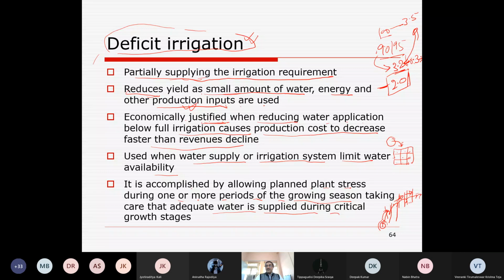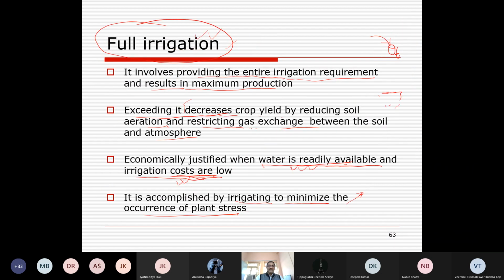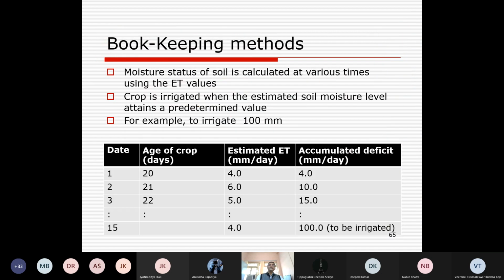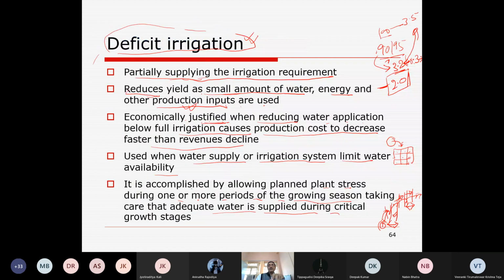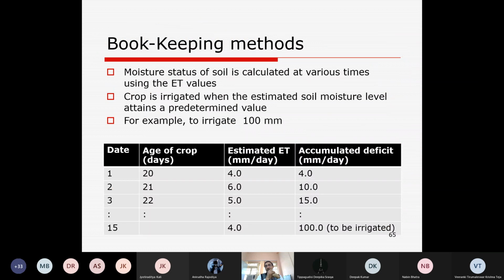So deficit irrigation is certainly planned in such a way that these critical growth periods are avoided, or they do not encounter this reduced availability of water. Otherwise, there will be more loss of outcome. So it is basically full irrigation, then deficit irrigation, then another method, like irrigation scheduling. We are scheduling now properly.